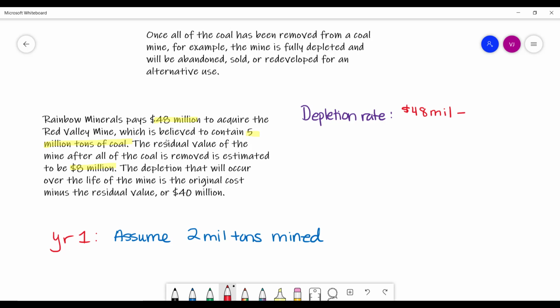So if we want to find out what the depletion rate is, we start with that original cost of 48 million, subtract out its estimated residual value of 8 million. So we have $40 million of depletable cost, right? So we have $40 million here of depletion that will occur over the life of this mine. And we want to divide that by the total tons that is expected to be extracted from the mine. They tell us here that they believe this mine has a total of 5 million tons of coal. So we're going to divide that 40 million by 5 million tons at the bottom.